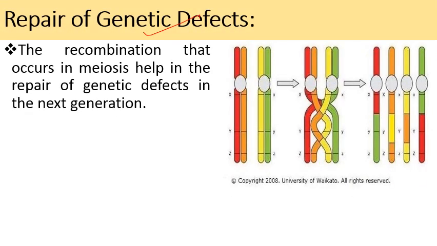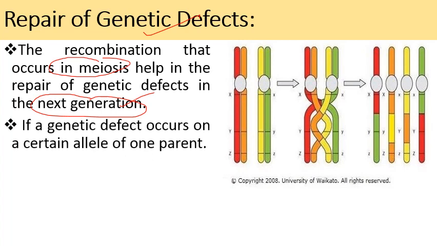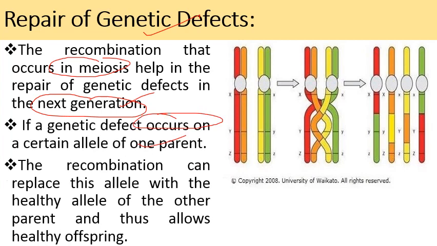Next, repair of genetic defects. The recombination that occurs in meiosis helps in the repair of genetic defects in the next generation. Some genetic defects are repaired by this recombination. If a genetic defect occurs on a certain allele of one parent, that can be replaced. That diseased allele can be replaced with the healthy allele of the other parent, and thus allows a healthy offspring. So there are chances that can repair the genetic defects during crossing over.